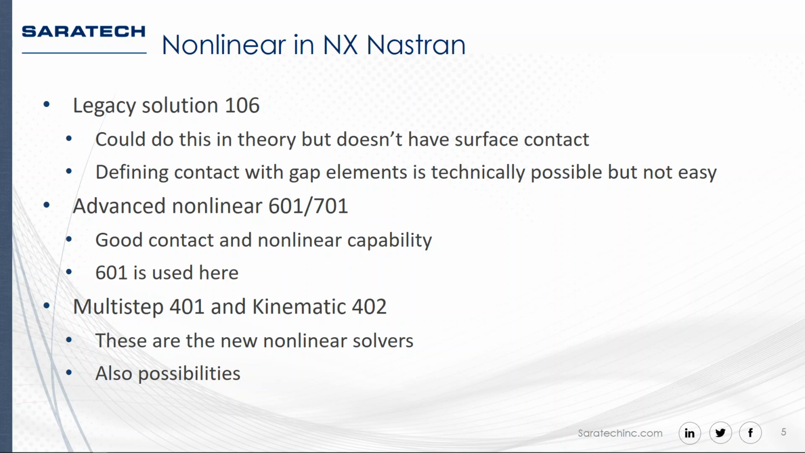There are actually three different options you can use inside Nastran. There's the legacy solution 106, which could do this in theory, but since it doesn't have surface contact, it would be kind of cumbersome to use. You'd have to do it with gap elements. It's possible, but probably not very easy. Better alternatives are either the advanced nonlinear capability, also known as solution 601 and 701, and 601 is what we're going to illustrate here, or to use the newer multi-step or kinematic nonlinear solution sequences 401 and 402.